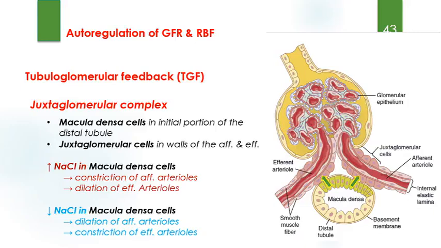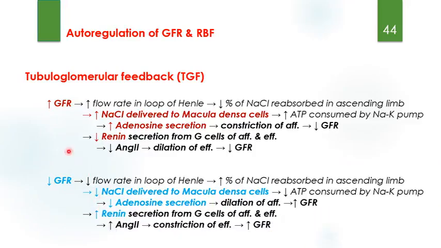And as we have talked about it, when sodium chloride delivery to macula densa cells is increased, the afferent arteriole should be constricted and the efferent should be dilated to reduce the increased GFR. And the opposite when sodium chloride delivery to macula densa cells is reduced. Let's consider the mechanism behind tubuloglomerular feedback. How does increased delivery of sodium chloride to macula densa cells lead to constriction of afferent and dilation of efferent arteriole?